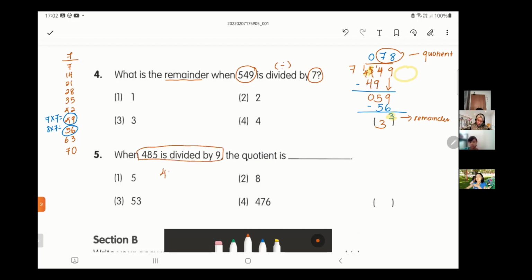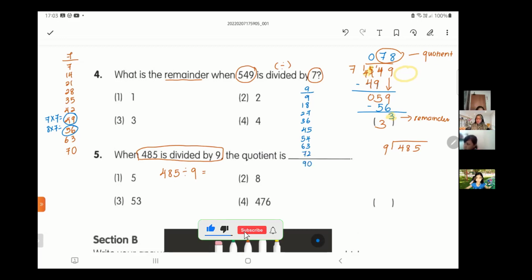So 485 divided by 9 equals to the quotient. Quotient means I want the answer. Let's check it out. So 4, 8, 5, and 9. Times table 9. So we go times table 9. 9, 18, 27, 36, 45, 54. This is 1, 2, 3, 4, 5, 6, 7 times 9 is 63. And then 72. And then 90. Okay. So we have this here.